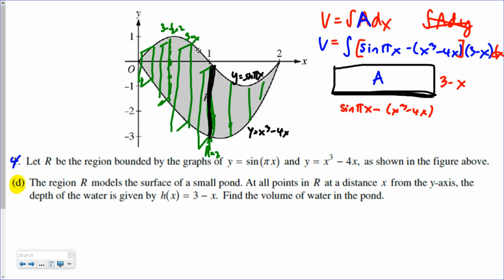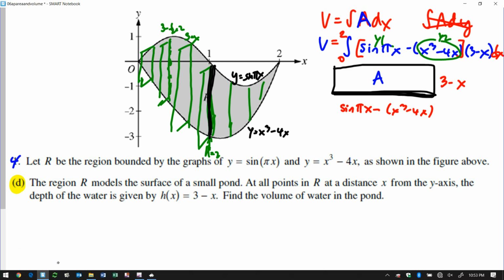And this is a dx problem. So if I go look at my base, the region on my base, what is the smallest x value? 0. And what's the largest x value? 2. And this is what I want to integrate to find the volume of water in this pond. An easier way to do this, if I'm looking at the calculator, is I can call sine pi x y1 and call x cubed minus 4x y2, and I can enter right into my calculator.